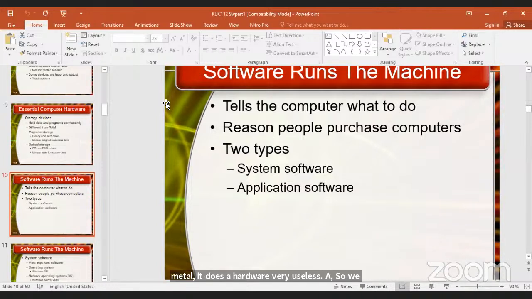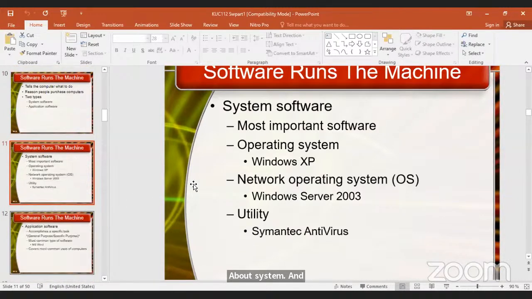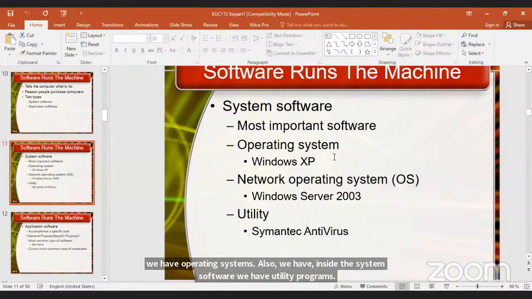So we have two types of software, as we mentioned: system software and application software. System software is the most important software, and most of you mentioned examples of system software. We have operating systems. Also, inside the system software, we have utility programs that help us manage the hardware well.